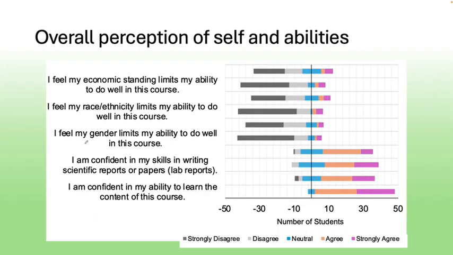We also asked the students questions about how they perceive their own learning ability based on their overall demographics. And the good news is that our students do not feel that their backgrounds, their financial status, their race, ethnicity, or gender affects their ability to do well in this course. And they actually felt pretty confident about their own abilities in terms of this course. And this is both at the beginning of the course and at the end of the course.